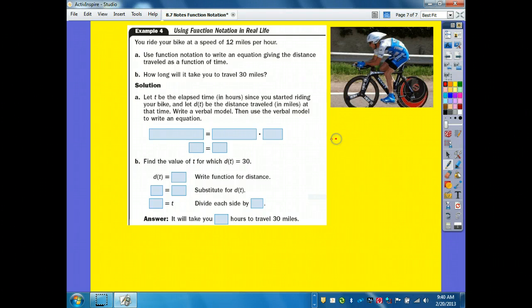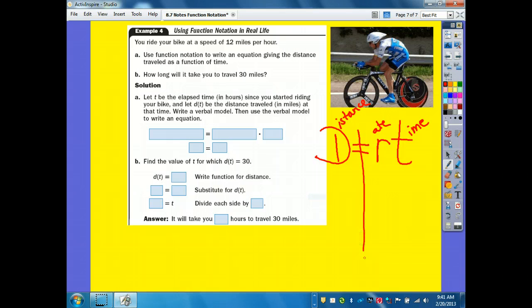Here, write this formula down then. Distance equals rate times time. That's it. Find the distance. You take your rate times your time.